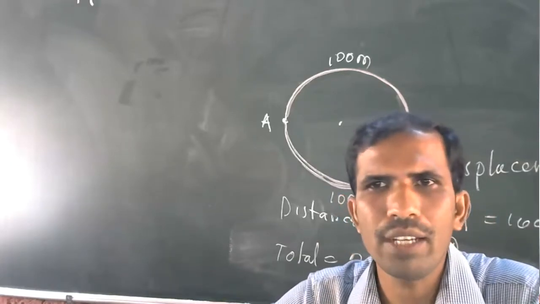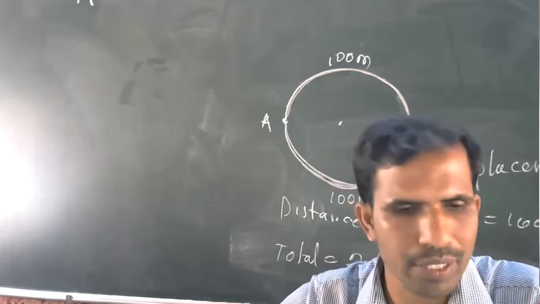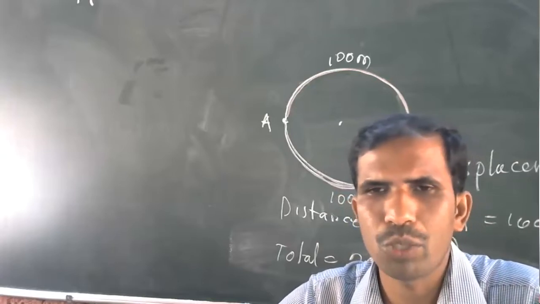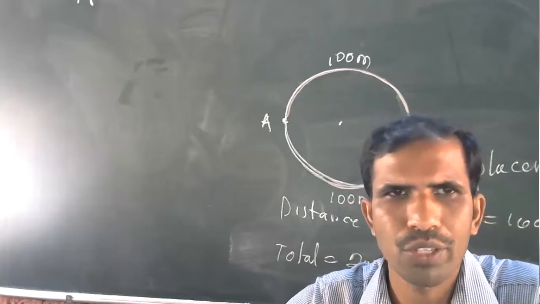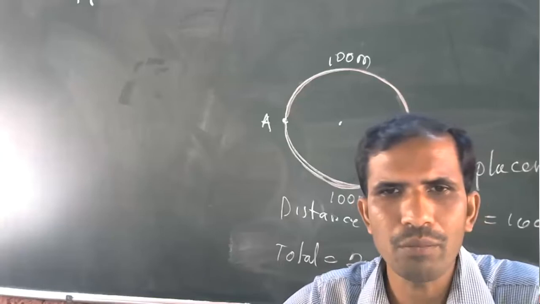So then we will move to the next concept, that is motion. Two types of motion are there: uniform motion and non-uniform motion.